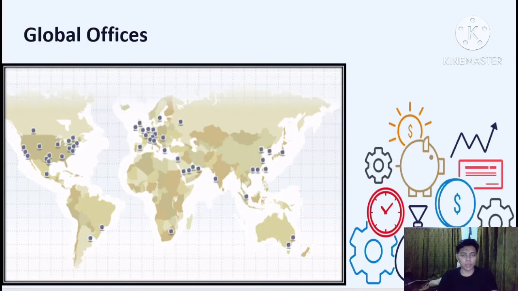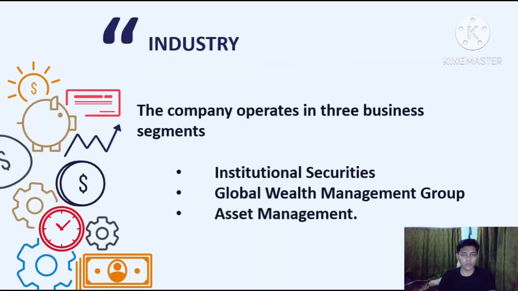Here is the map of the global offices of Morgan Stanley. You can see on the map that Morgan Stanley has a presence in around 42 countries. And for the industry itself, Morgan Stanley operates in three business segments. The first is institutional securities, the second is global wealth management, and the third is asset management.